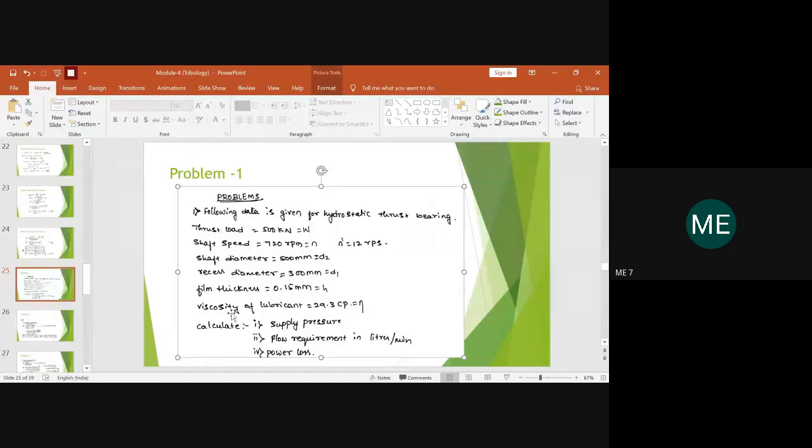Along with this, the viscosity of the lubricant is given already. It is 29.3 centipoise. This is the value for viscosity which is being given.